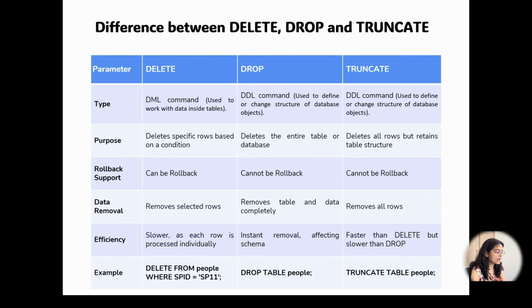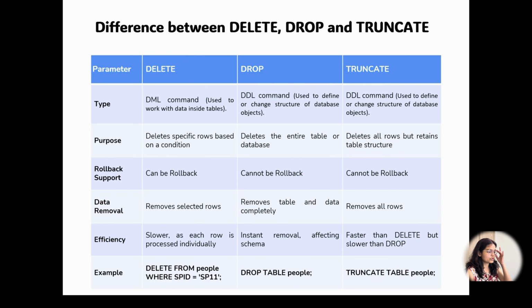Okay. I have also given you one example that if you want to delete, it says delete from table name where SPID is equal to SP11. We'll write this example in our next session in the SQL, and I'll explain to you what this where clause is, how we are using the delete function, and what happens after we do that. We'll do everything, okay? So for now, just understand that this is how it looks when you write delete from people where SPID is equal to SP11.